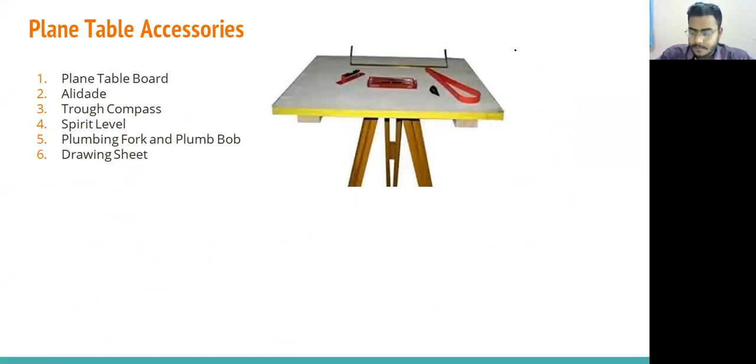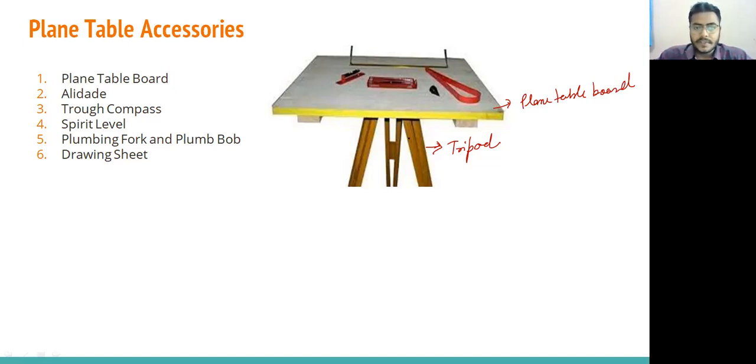Plane table assessments. So this is very important, I would say. You can see in the figure also the plane table board. The first one is the plane table board. It consists of a drawing sheet which is mounted on a tripod. In this figure, you can say this is a tripod. So this is the plane table board, of different sizes, you can say.